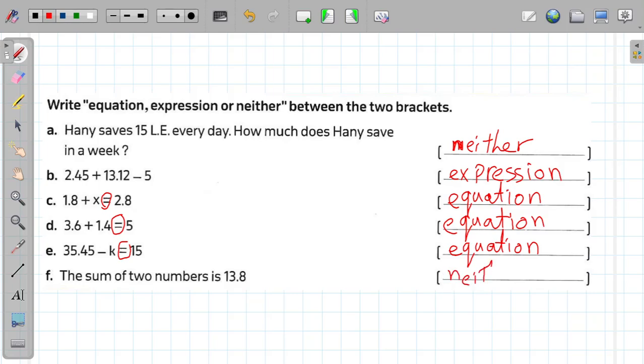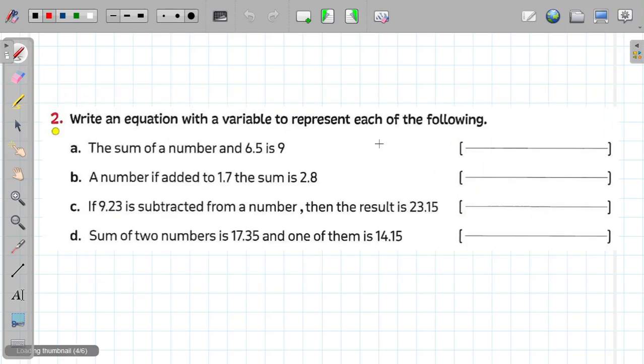Next, here I want to convert or change every verbal sentence to an equation, and I will use a variable to represent each unknown number in every sentence.